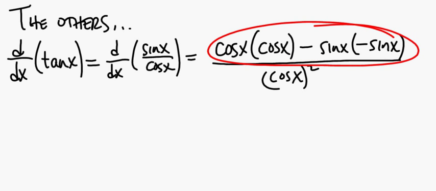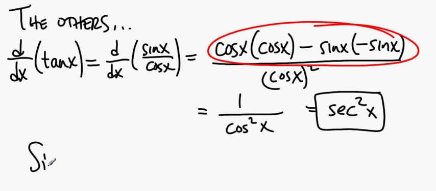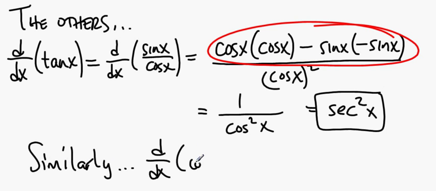And you're already thinking to yourself, wait a second. Where have I seen cosine squared x plus sine squared x before? Yeah, cosine squared x plus sine squared x is 1. And we know that 1 over cosine is secant. The derivative of tangent x is secant squared of x. In a similar way, the derivative of cotan x is the negative of cosecant squared x.